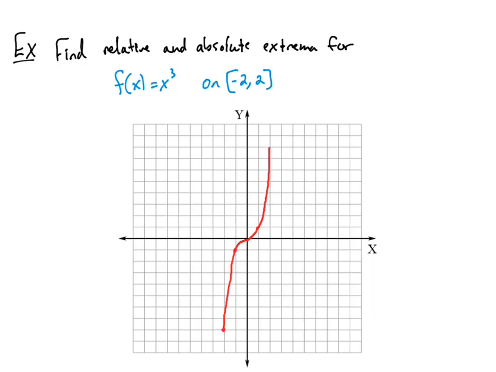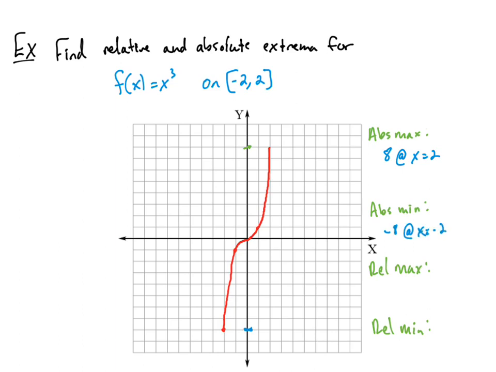All right, so same question, find the relative and absolute extrema for f of x, and f of x is x cubed, and we want to look at that over the interval -2 to +2. Okay, so I always like to find the absolute max and the absolute min first. So the absolute max is up here. This is going to be 8, and that's going to occur when x is equal to 2. And then the absolute min is going to be down here. That's going to be -8, and that's when x is equal to -2.